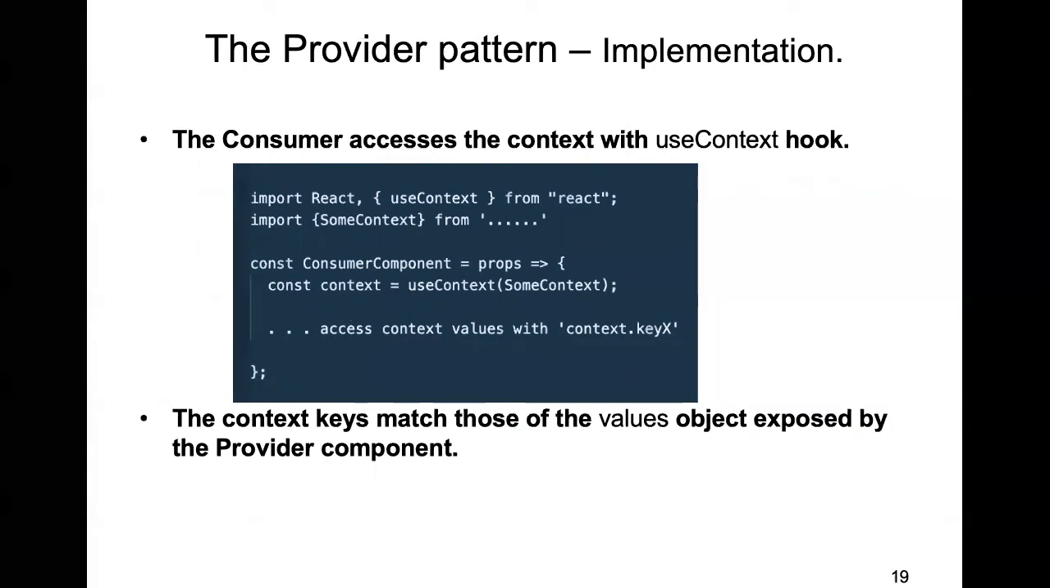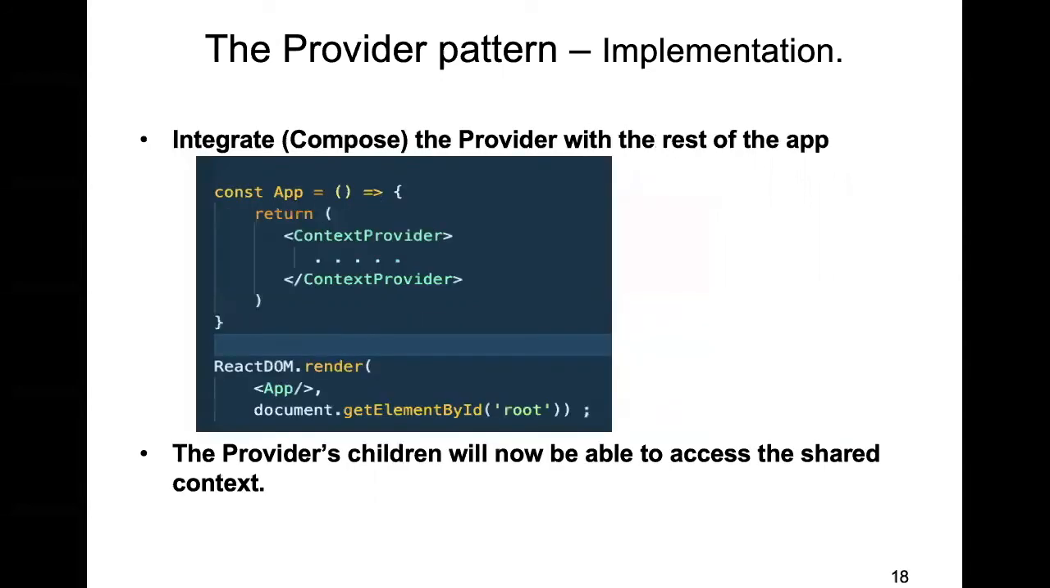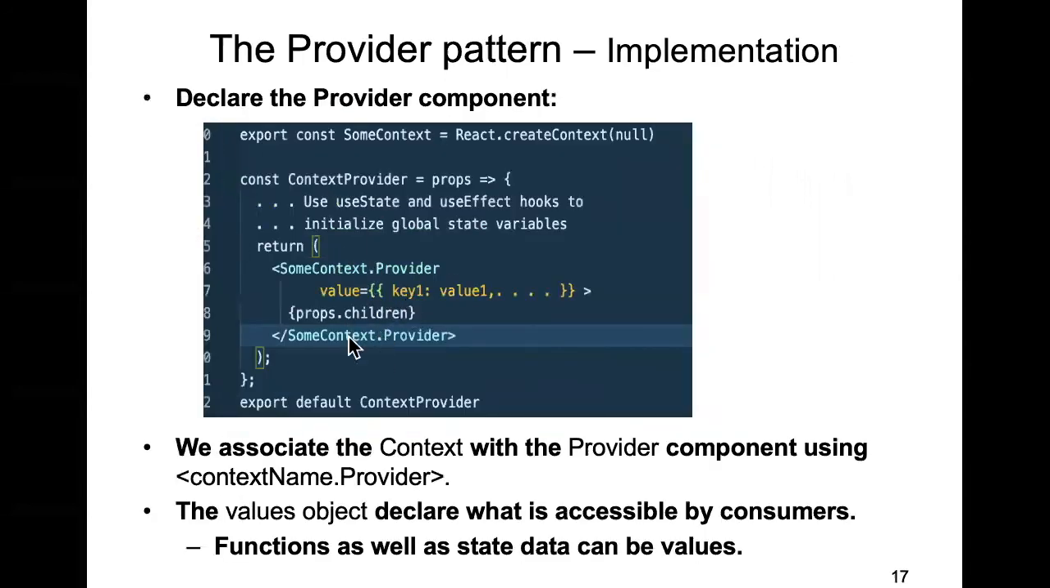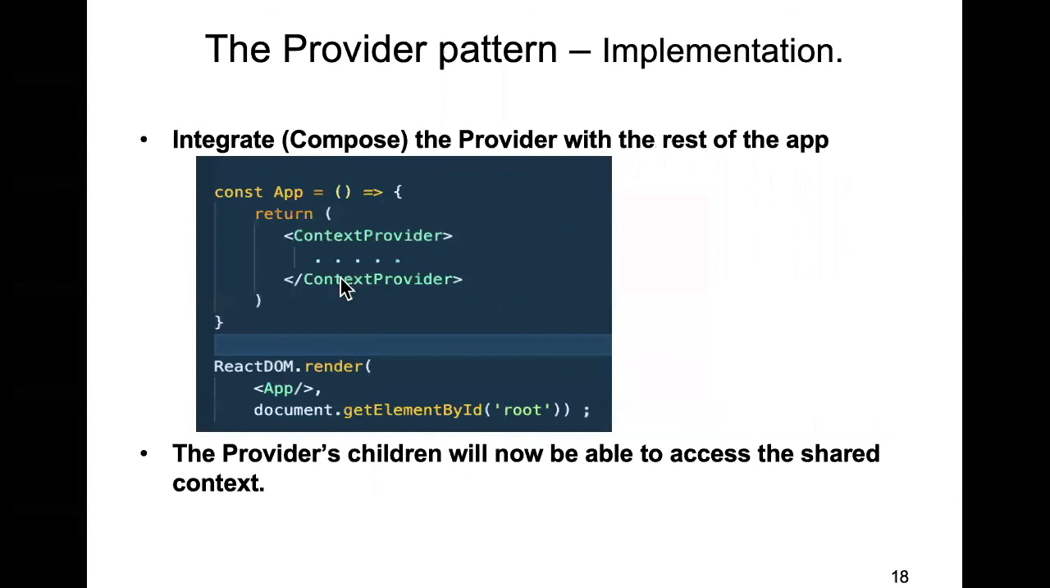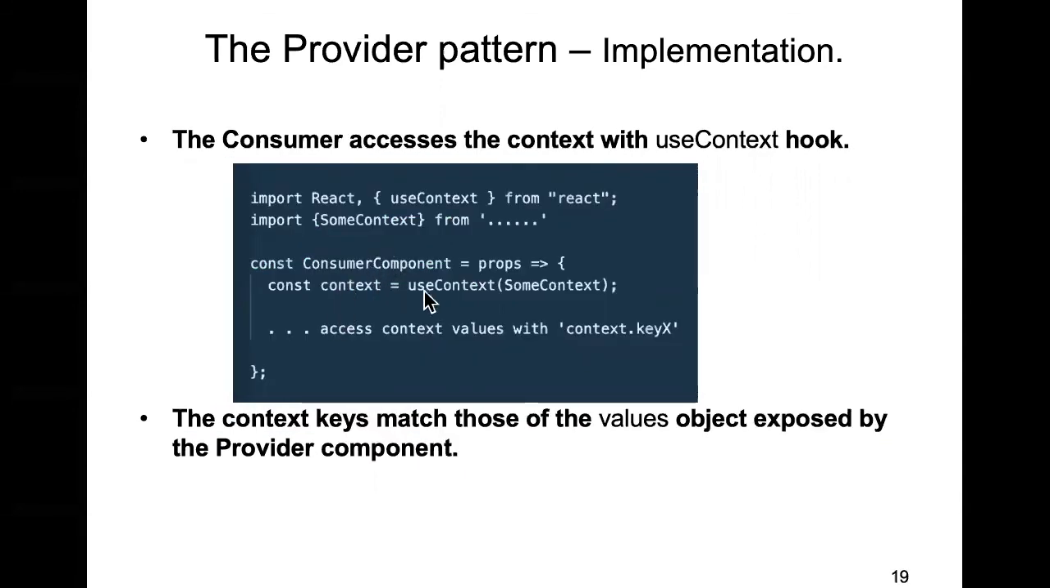Now, I'll be honest, the implementation is quite ugly, but once you've seen one implementation of the context provider, they all follow the exact same structure. Declare a context, declare your provider component, hook up the provider component with the context, which is what we're doing here. Do your composition, which we're doing here. And then in the consumers, use the use context hook and access the particular values that that particular component is interested in.